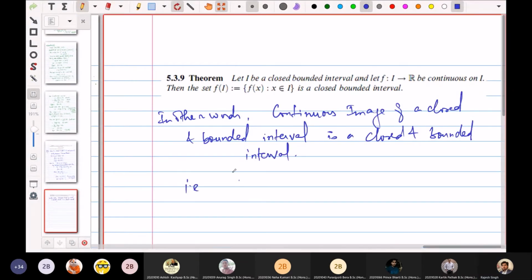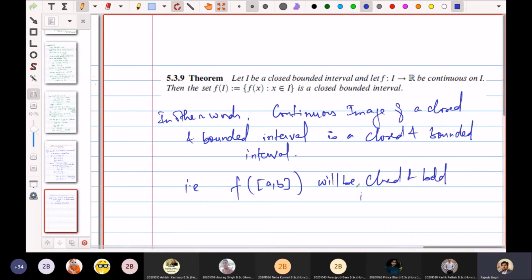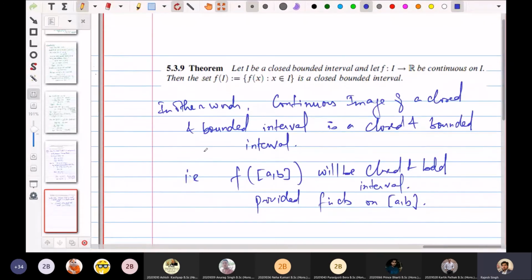That is, f([a,b]) will be a closed and bounded interval, provided f is continuous on [a,b]. So this is what this theorem says, that the image of a closed and bounded interval is a closed and bounded interval.